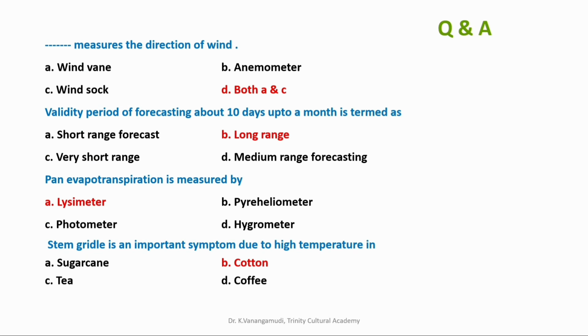We can now see few questions and answers. Dash measures the direction of wind. The option D, both A and C is the correct answer. A is wind vane and C is wind sock. Validity period of forecasting about 10 days up to a month is termed as B option, long range. Pan evaporation is measured by the option is A, lysimeter. The stem girdle is an important symptom due to high temperature. In the option B is the correct answer, that is cotton.